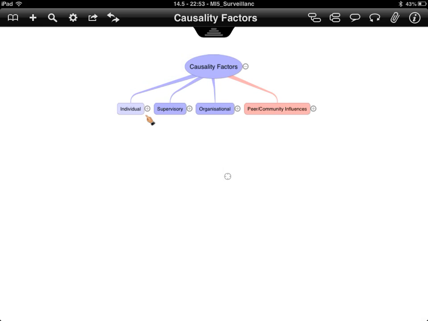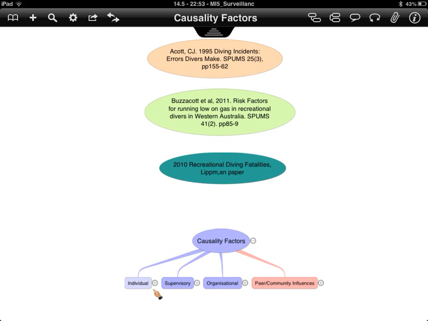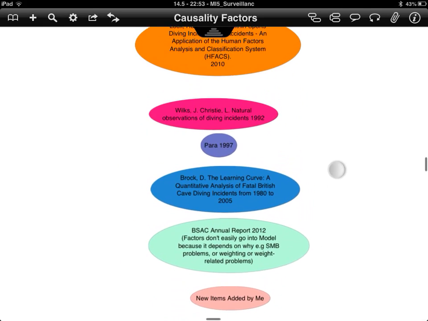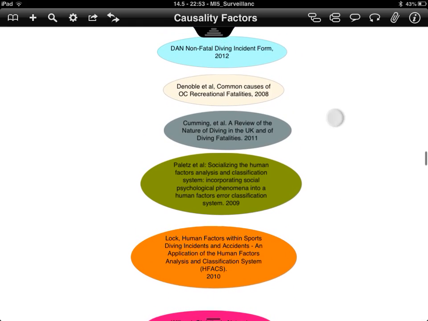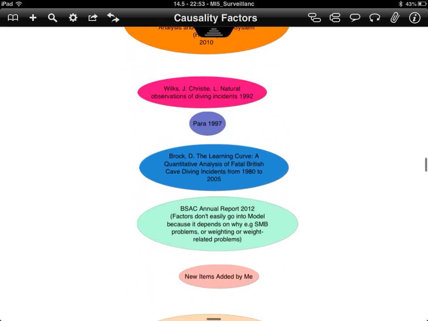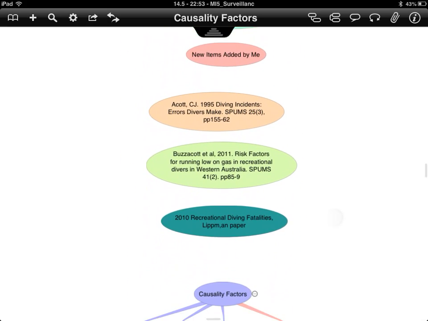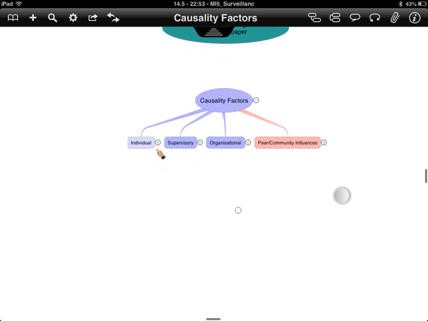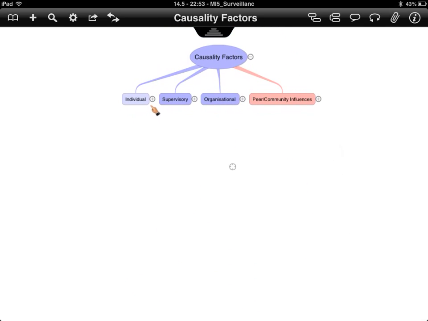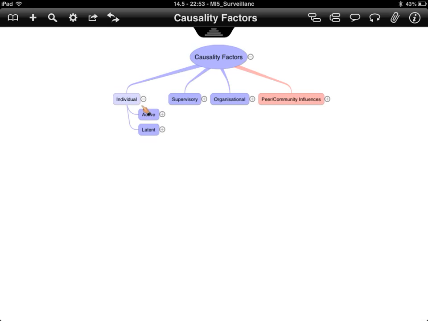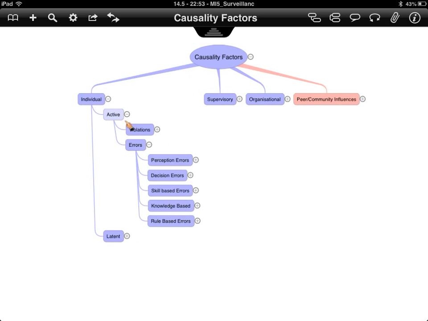There's a number of papers out there which have looked at causality factors within sport diving, and I reviewed them here in this setup. There are a few more that I need to go through, but these have brought a broad range of factors which influence diving safety. So looking at the individual layer, we've got active and latent failures broken down into violations and errors, which again there are subsets.